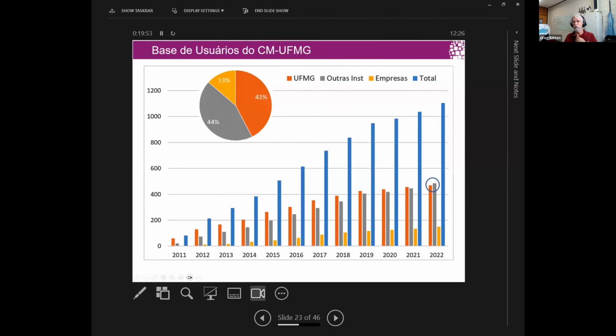I think this is something important. You don't want to grow too quickly. For us, it's a very controlled growth. We only do this when we feel we have the expertise to do high quality work. The point I have circled here is that in 2022, other institutions passed our own university as users of our system.